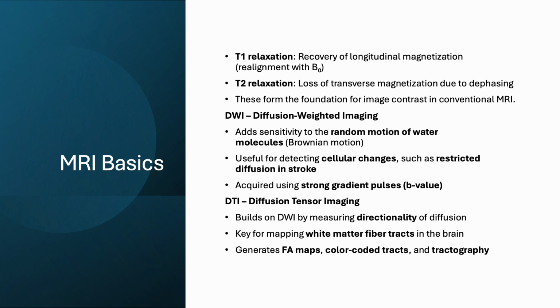Now, when we talk about diffusion-weighted imaging, we are adding sensitivity to the movement of water molecules in tissue, something particularly useful in stroke imaging where restricted diffusion can be detected very early. So DTI takes this a bit further, by assessing not just how much water diffuses, but also the direction it prefers to move in. And this is especially powerful in the brain, where it helps us map white matter tracts, giving us insights into neural connectivity through tools like fractional anisotropy maps, which we'll look at a bit later, and tractography.